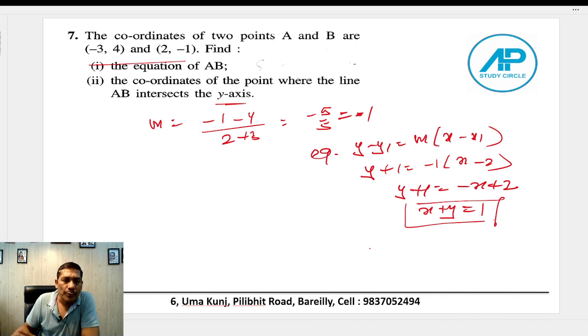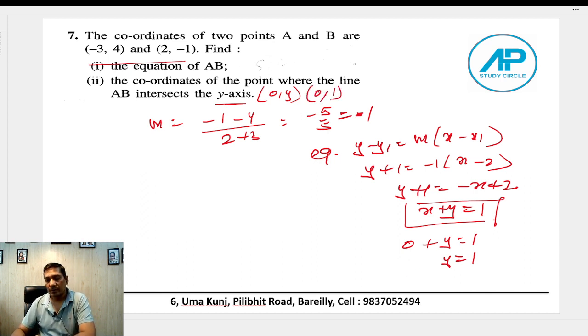They're asking the point of intersection with the y-axis. So the concept here: every point lying on the y-axis has coordinate 0, y. You put 0, y here. 0 plus y equals 1. Y equals 1. The passing point is 0, 1. That's how you do these questions. Y equals 1 is the coordinate of the point where the line is passing through the y-axis. Understand?